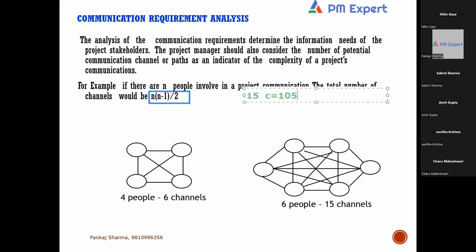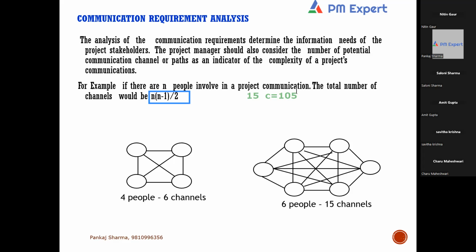Now, tell me. 15 means like 16, na? देखो, C is 15, so 15 into 14 by 2. 105? Yeah. Right? Now, is it not so many communication channels? Can it be reduced?